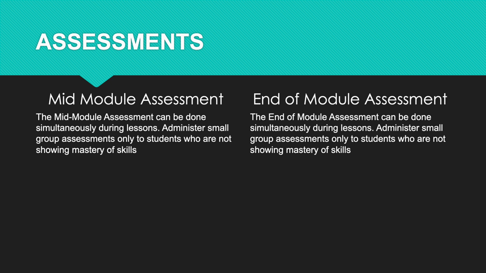In Module 1, there are 2 assessments. The mid-module assessment will take place after Topic D, and may be given in small groups specifically to students who haven't demonstrated mastery of the skills. The end of module assessment will be administered after Topic H, and like the mid-module assessment, it can also be administered in small groups for those students who are struggling to show mastery of the skills.